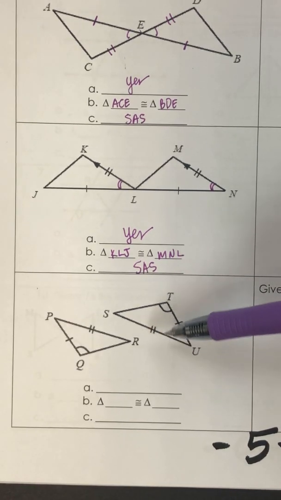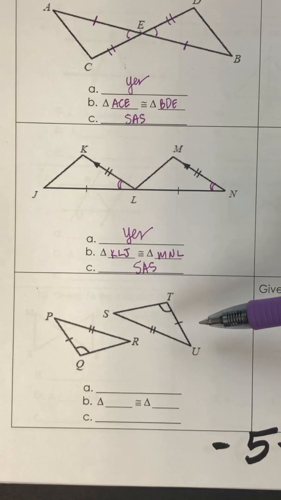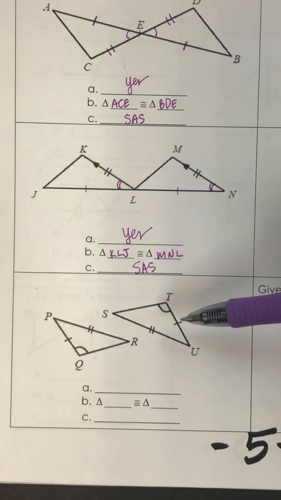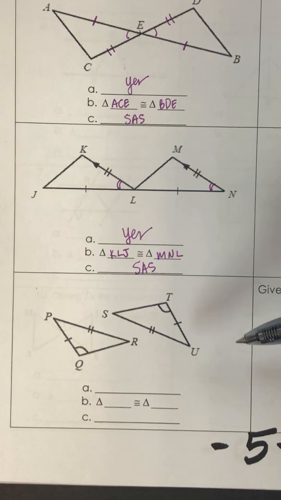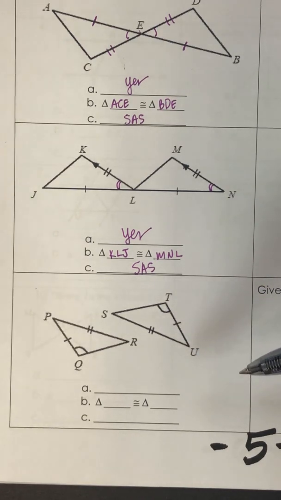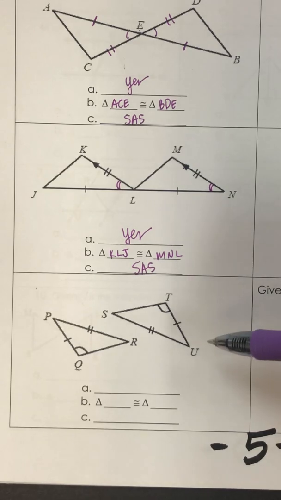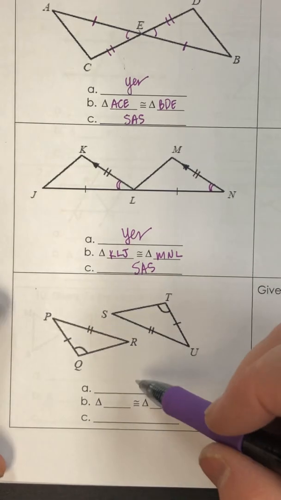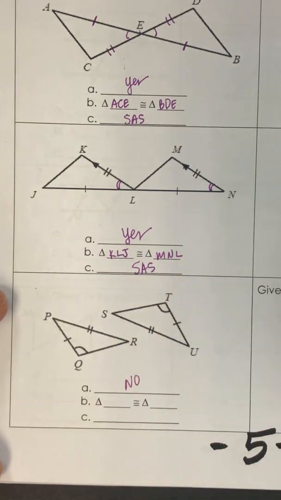Oh, there's no shared sides. I don't have any parallel lines. I have two sides and an angle. That angle is not between the two sides. I can't find a way to name congruent angles. Okay, so it looks like this will not be congruent, because I do not have a way to find another angle.